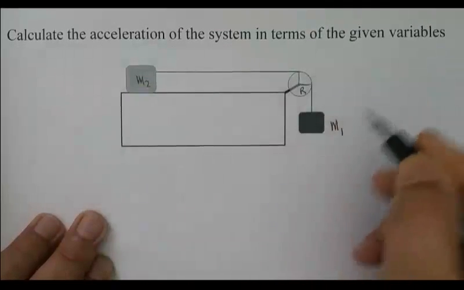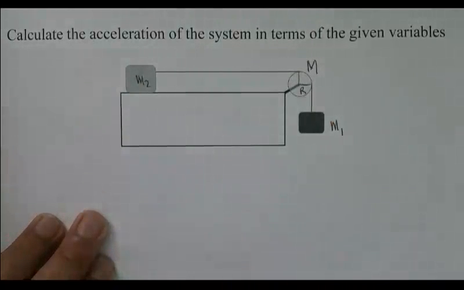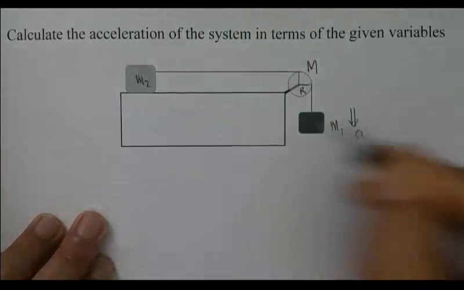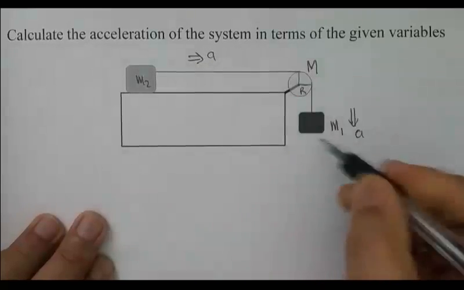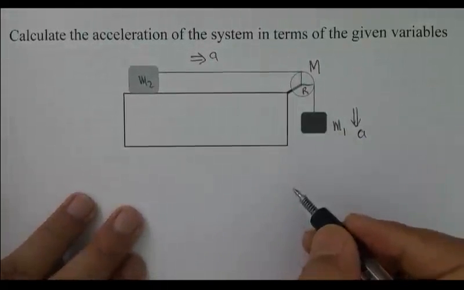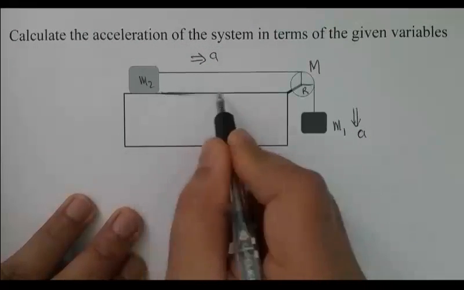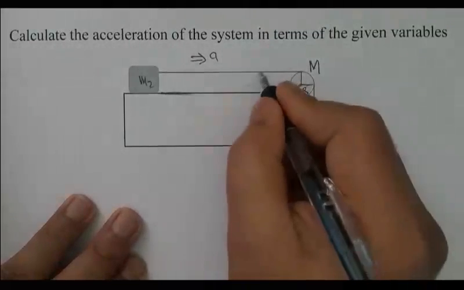Again, let's symbolize everything: M1, M2, and the pulley has, let's say, big mass M, and this has acceleration that way. The acceleration must be the same because they are connected by an ideal string, and there's no friction on this table, say, for simplicity. And tension will develop.